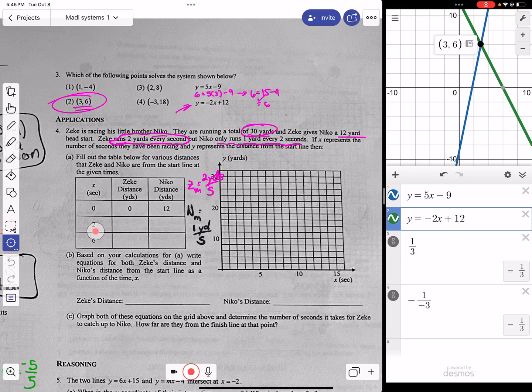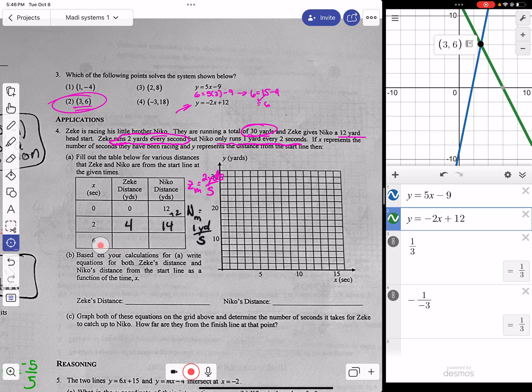At 2 seconds, what happens to Zeke? Well, Zeke is doing 2 yards every second. So in 2 seconds, he covers 4 yards. So he would be at 4 yards away from the starting line. And let's do the same thing to Nico here. Now, Nico started at 12. So in 2 seconds, he's going to cover 2 more yards. So we got to go plus 2. He's now at 14.